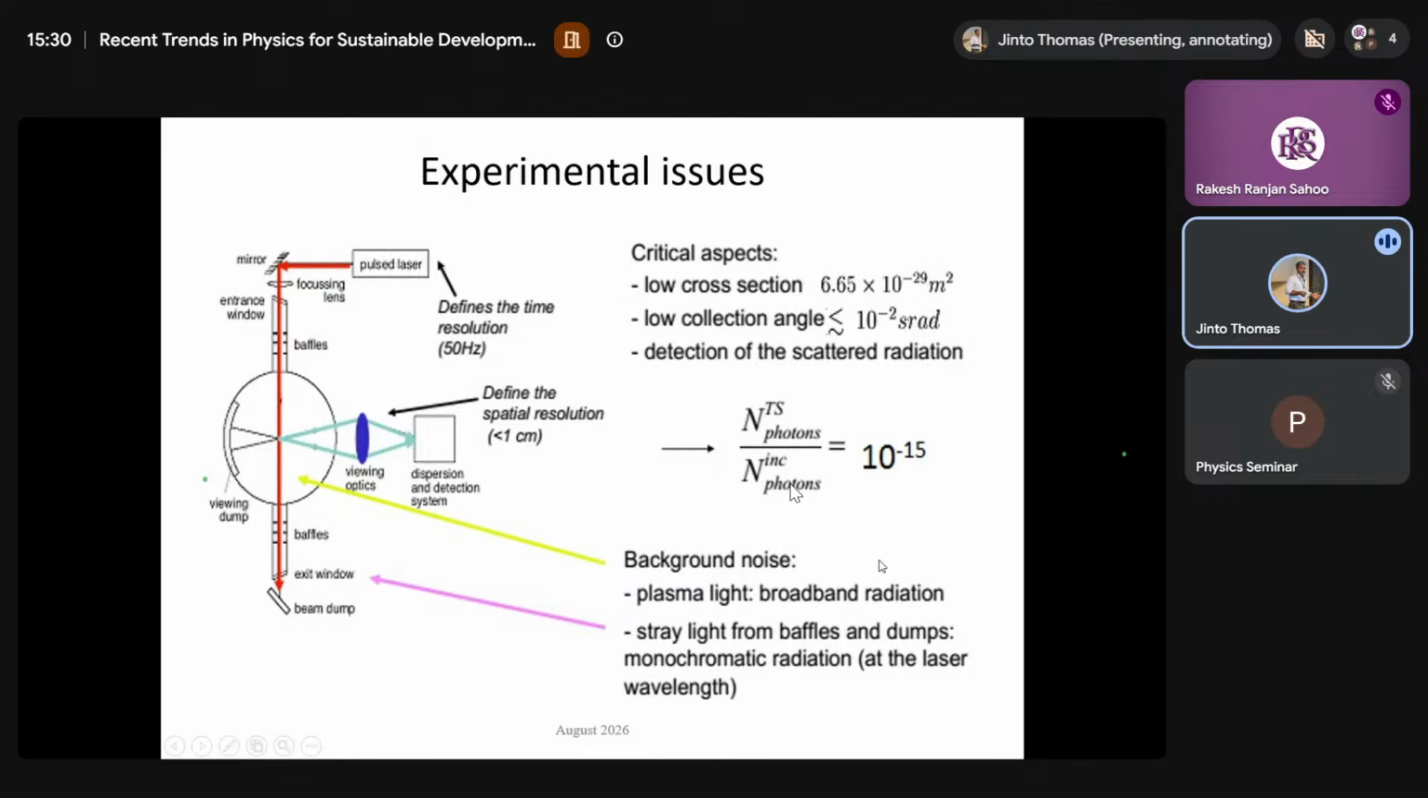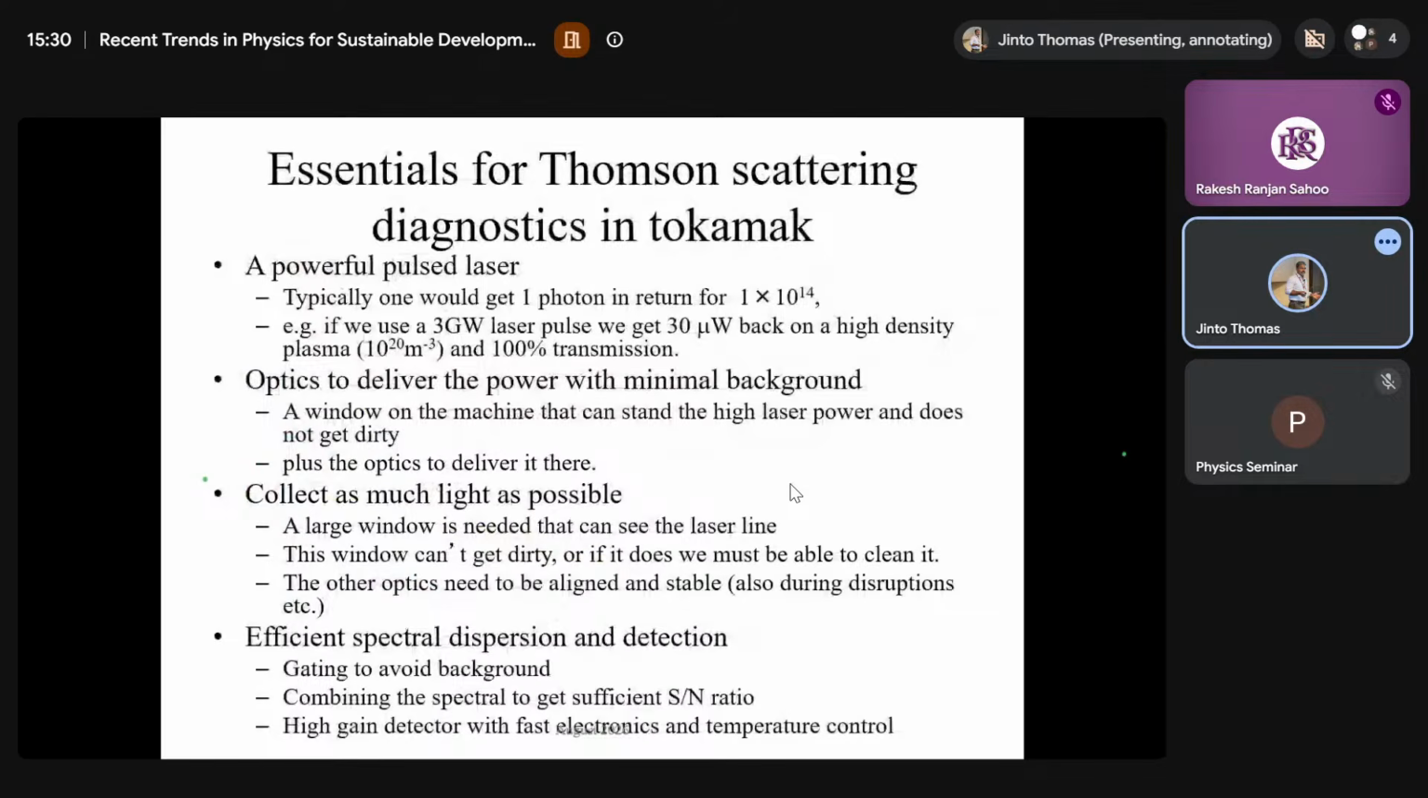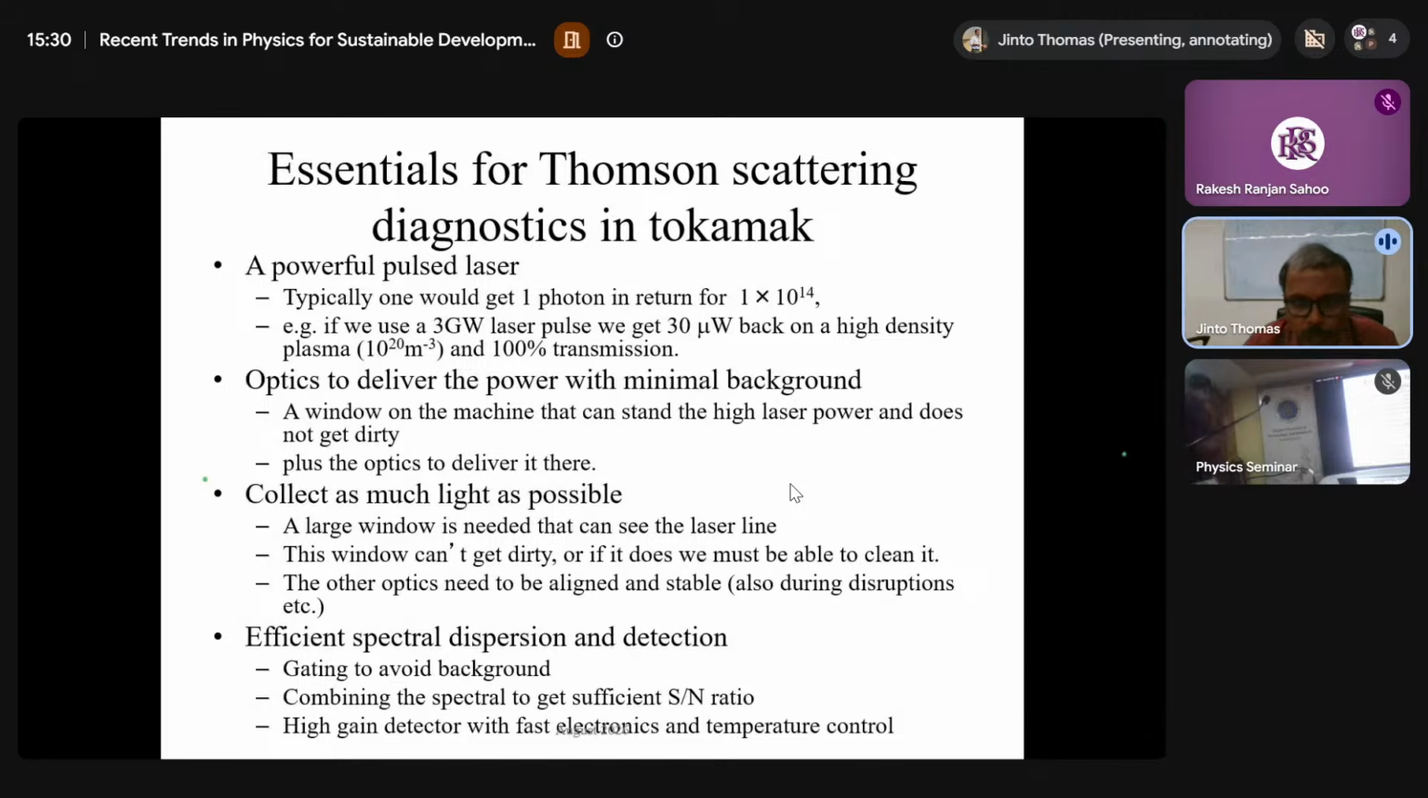So within all this noise, we need to detect a very small number of photons, and that is why Thomson scattering is challenging. To overcome that, you need powerful lasers, very good collection optics as well as optics for delivering the beam, so as to collect as much as possible, and appropriate spectral dispersion and detection. You can do gating to avoid the background radiation so that the emission from the plasma will not disturb your measurement. If you get a good signal to noise ratio that way, then you will be able to tell the plasma electron temperature and density.